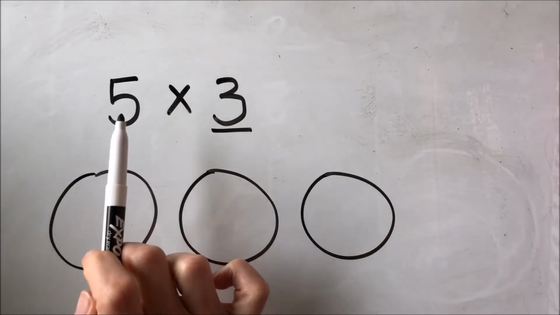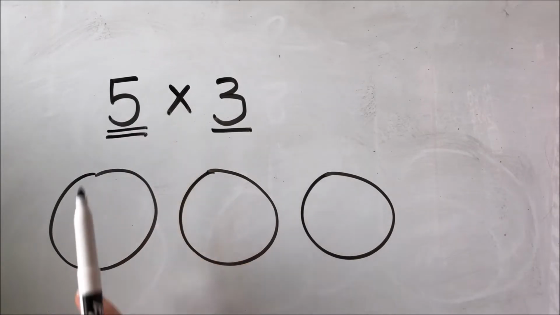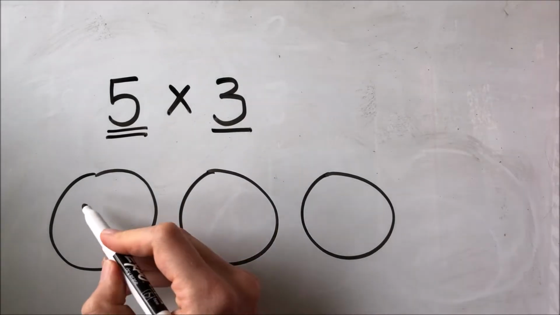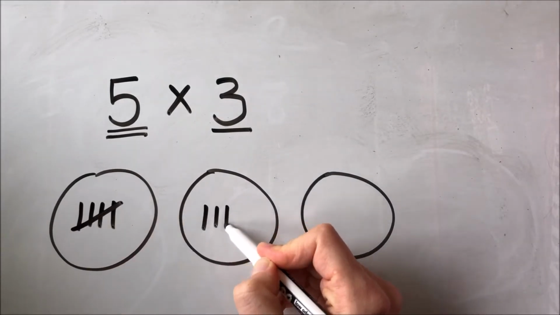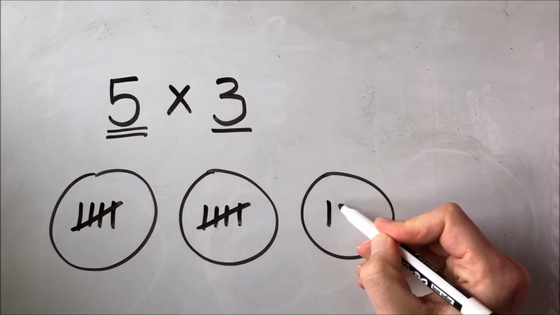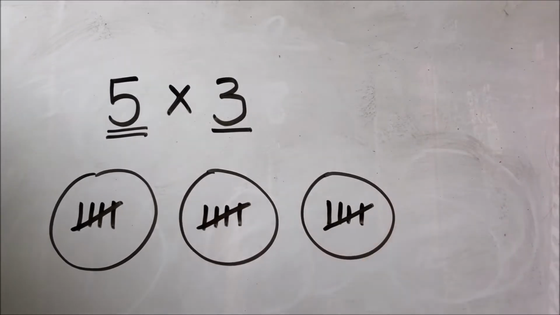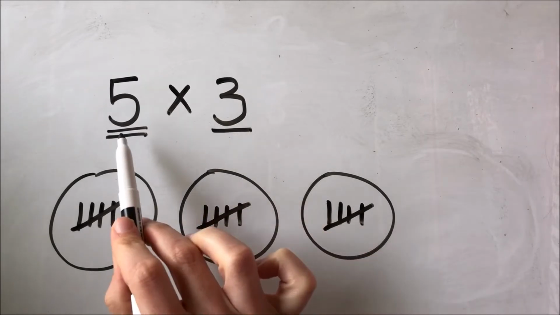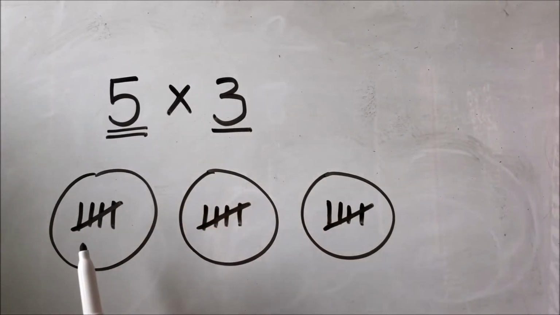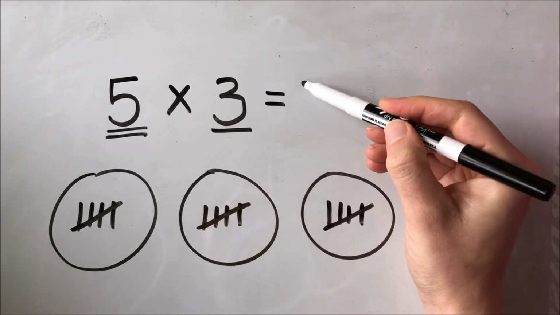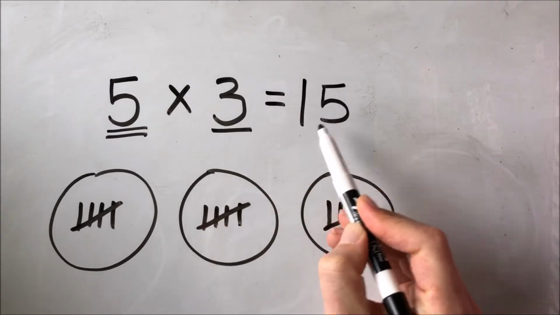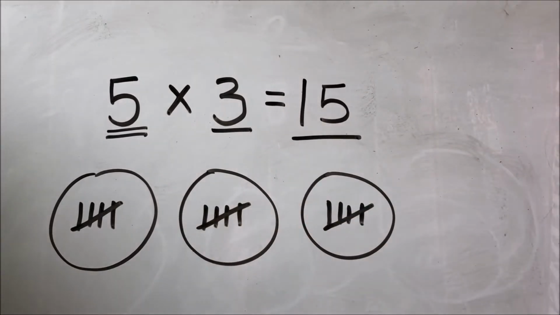3 groups. Next, I see that 5 is my next factor, so that means I need to put 5 in each group. I like to use tallies just because I find them neater, and I have less of a chance of forgetting one when I'm counting it up. So I have 3 groups of 5 objects, and then I count them up. 5, 10, 15. So that means 5 times 3 equals 15, or 15 is the product.